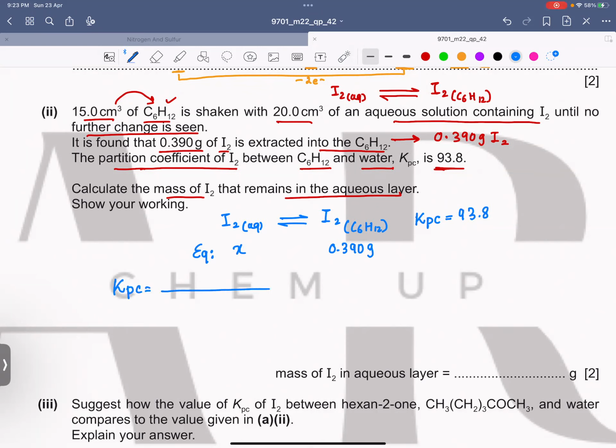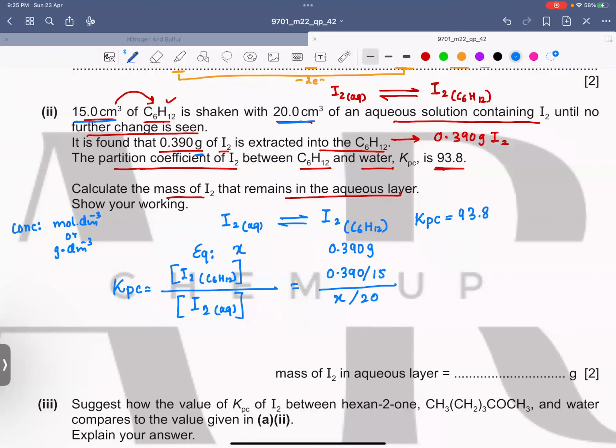So if you write the Kpc expression, Kpc is equal to the concentration of iodine in cyclohexane divided by the concentration of aqueous iodine. Let me remind you of one thing. Most of the time, we use the unit mol per dm³ for concentration, but concentration can also be expressed in gram per dm³ as well. So there is no need to convert it into moles. We are provided with the grams, and we know how much cyclohexane is used, 15 cm³. So in the numerator, I would keep 0.390 divided by 15 over x. x is the amount of iodine at equilibrium in the aqueous layer, and the volume of the aqueous layer is 20 cm³, so x over 20.